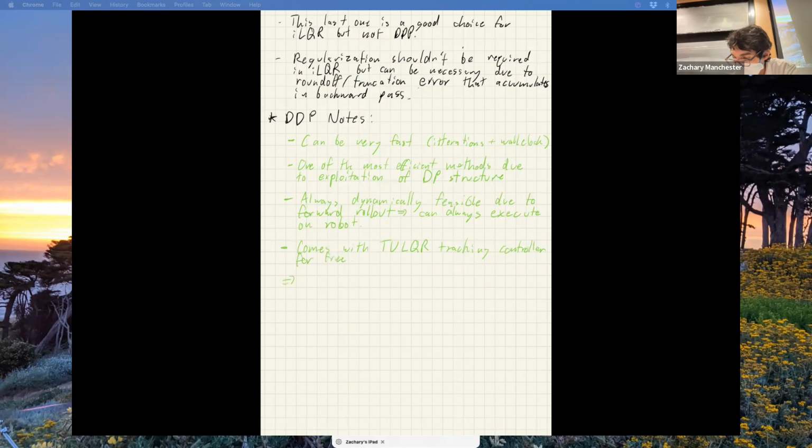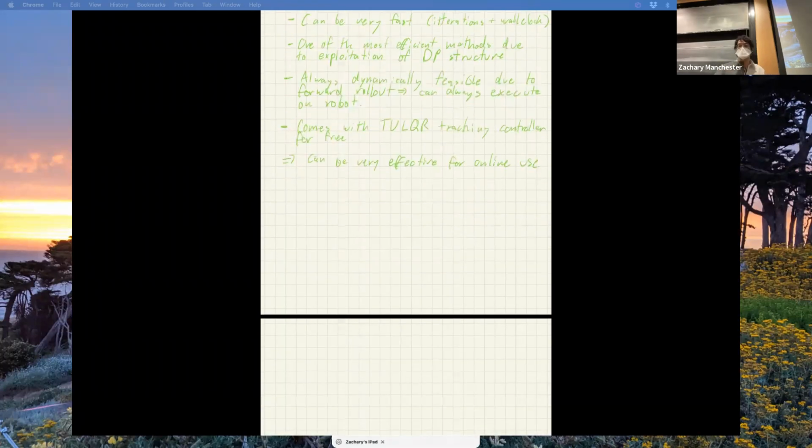And so all of this is to say this stuff can be very good for online use, where it's fast, comes with the tracking controller for free, dynamically feasible, all that good stuff. Okay, some cons now: why might you not want to do this?